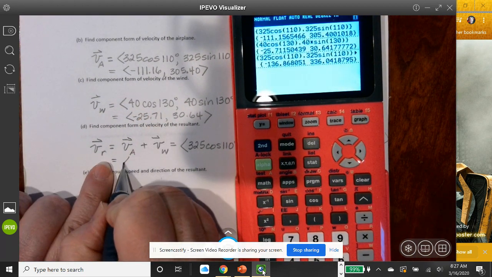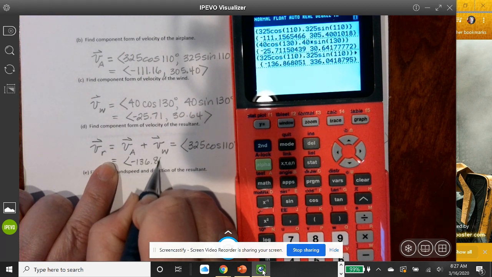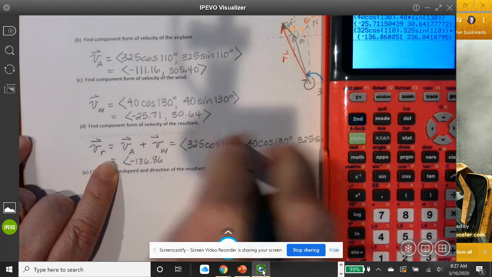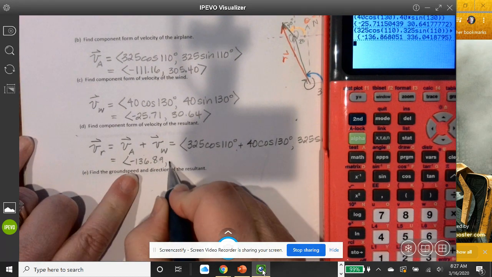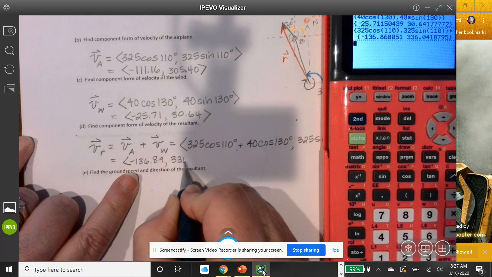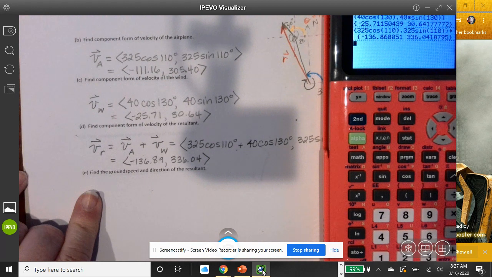So what's my resultant vector? Negative 136.86 or 89, roughly, if I'm rounding to the nearest hundredth, comma, 336.04. Okay.